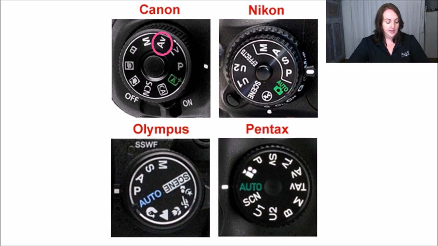On Canon, I don't know if you can see this, I've done the picture here just in case you can't see this too well. It's actually the AV on a Canon. So you flip your dial until your AV is selected. On a Nikon camera, it shows as an A, Olympus an A, and a Pentax or a Sony camera is an AV as well.